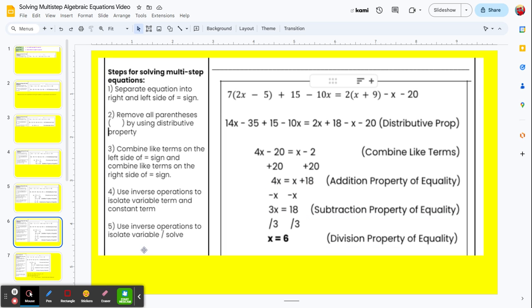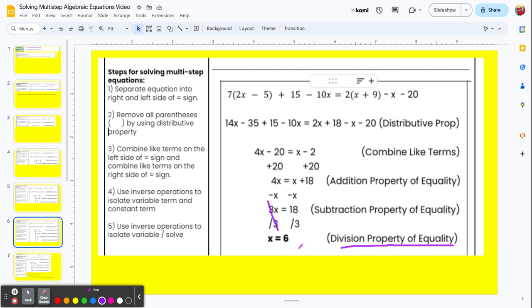Now that we have the x isolated on the left side and the number isolated on the right side, we want to solve for 1x. So we're going to use inverse operations again to get this to become 1x. So ask yourself, how are the 3 and the x tied together? That's right, they're tied together by multiplication. It's 3 times x. So we're going to undo that multiplication using division. So we're going to divide both sides by 3, the division property of equality. So 3 over 3 becomes a 1, so it's 1x. And then 18 divided by 3 becomes 6.